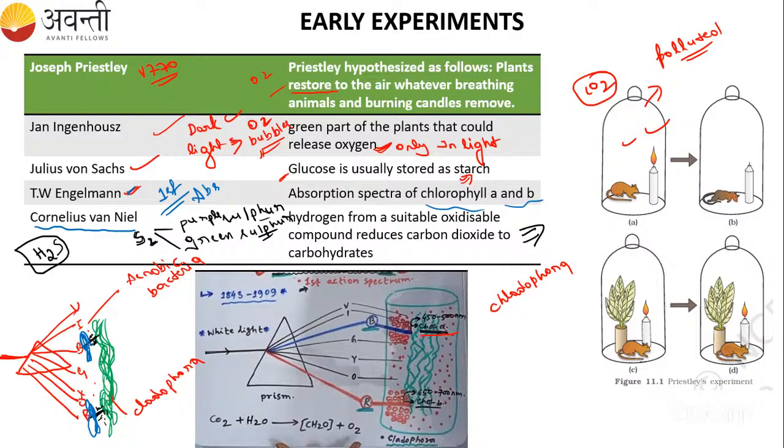He told that hydrogen from a suitable oxidizable compound reduces carbon dioxide to carbohydrate. The hydrogen donor is different in different organisms. For example, in purple sulfur bacteria the hydrogen donor is H2S, and in plants it is H2O. This is about the early experiments.